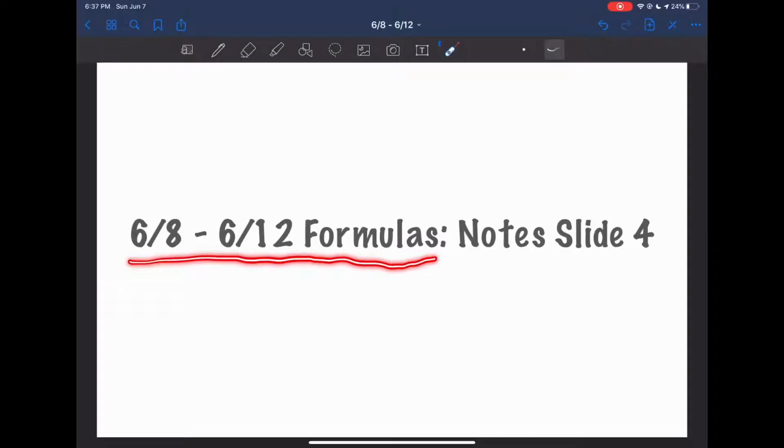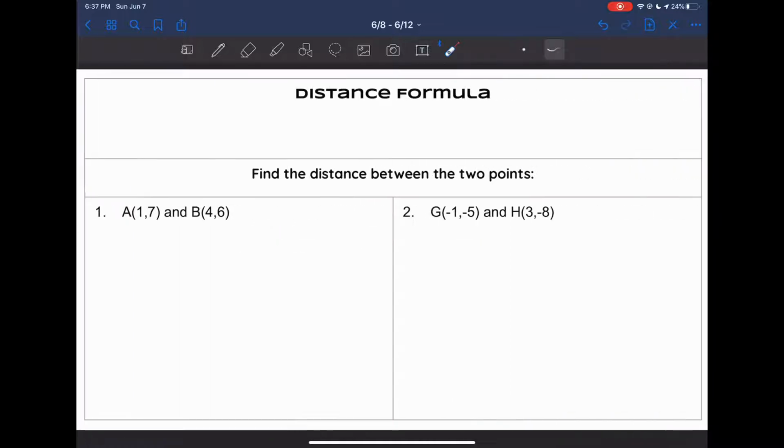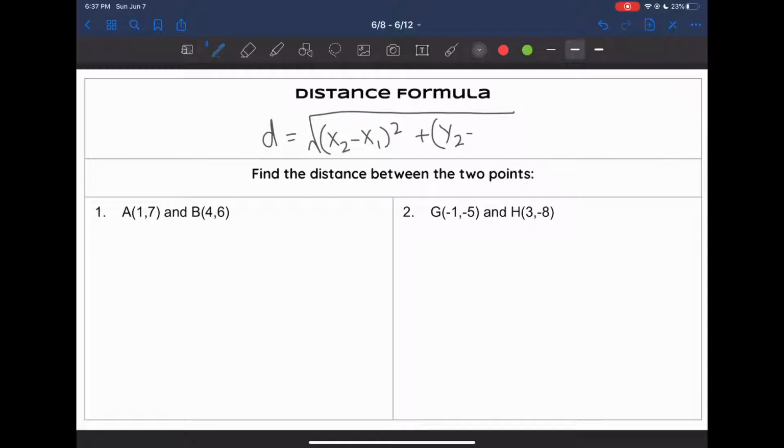Continuing this week's notes on formulas, here are the notes for slide 4. On slide 3, we discovered the distance formula. On slide 4, we're going to apply it a little bit to a few problems. So the distance formula equals the square root of (x2 minus x1) squared plus (y2 minus y1) squared. We're going to be finding the distance between 2 points.